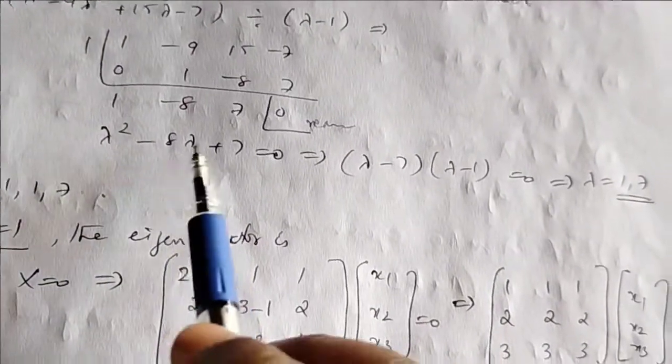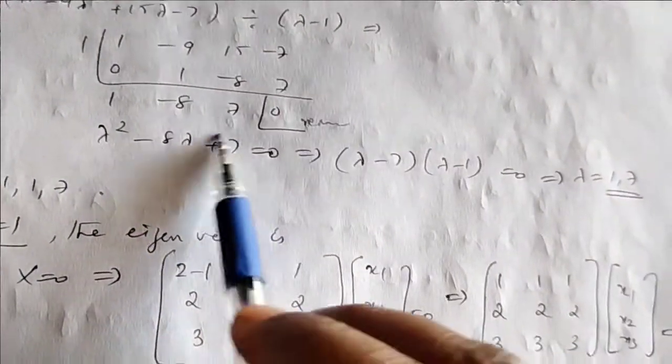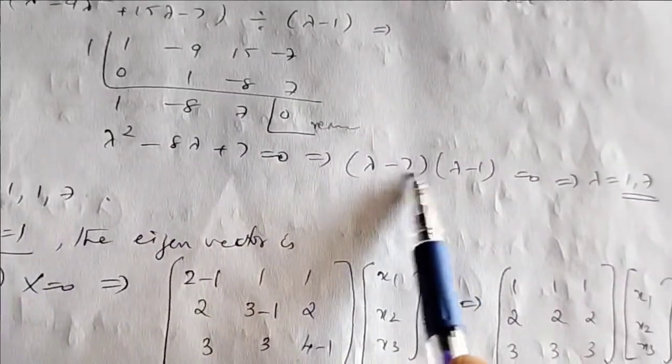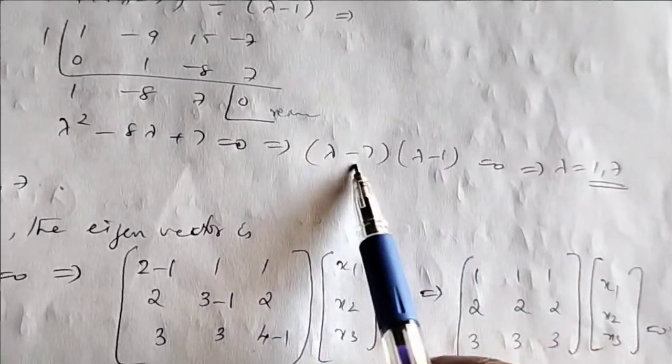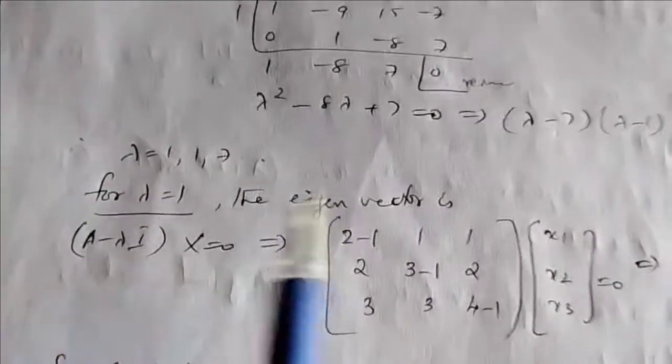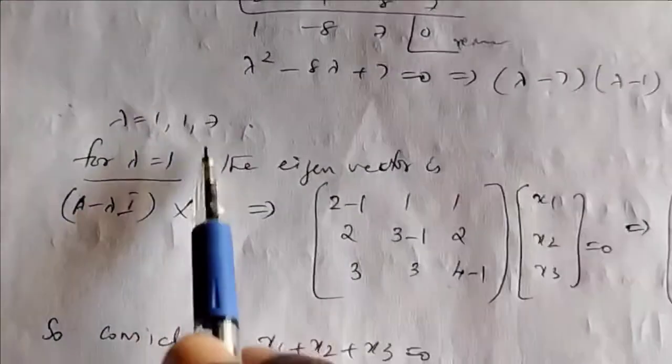Then factorizing, or you can use minus b plus or minus root of b square minus 4ac by 2a. Here by factorization method, 7 is the product and minus 8 is the sum. So minus 7 and minus 1. Lambda minus 7 into lambda minus 1 is 0, so lambda is 1 and 7. Since you already get 1 as a factor, the values of lambda are 1, 1 and 7.